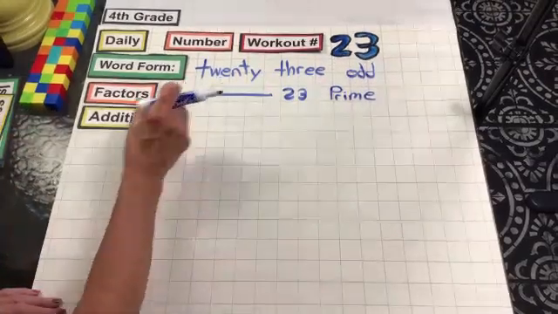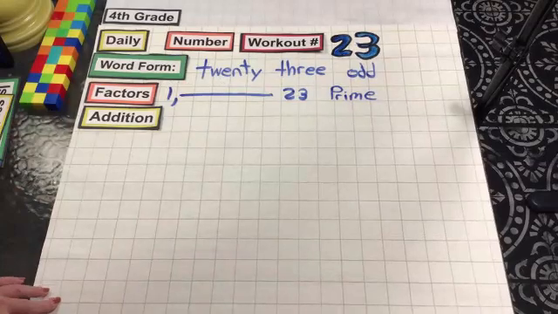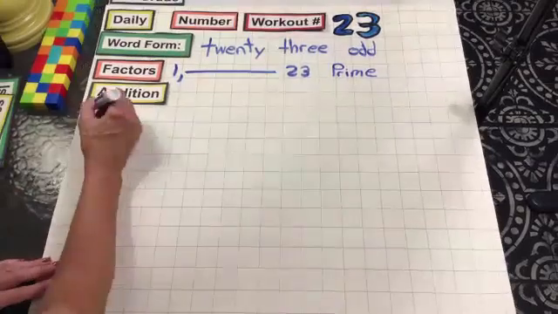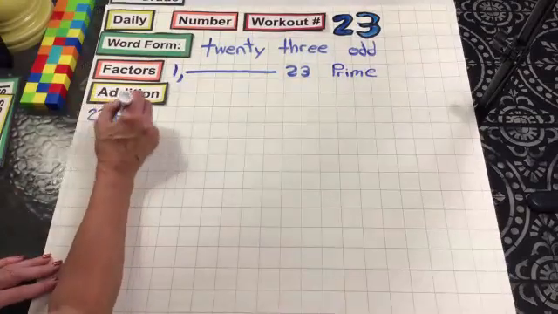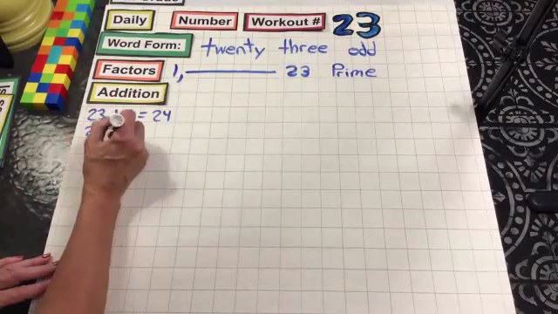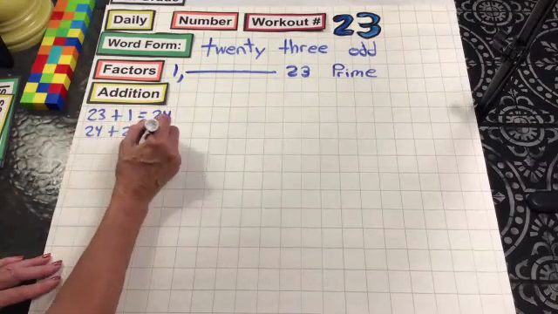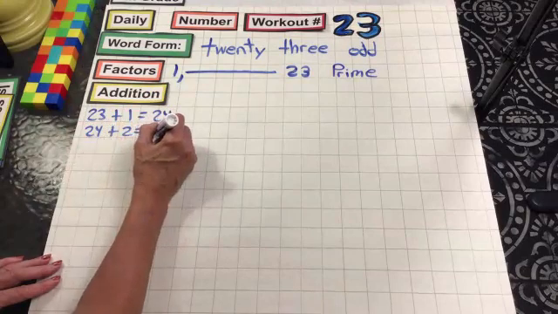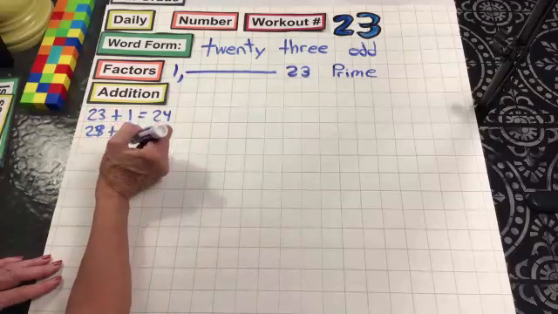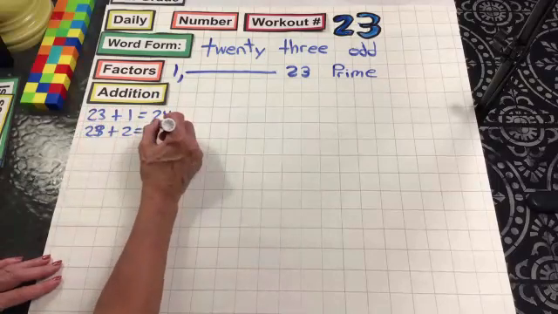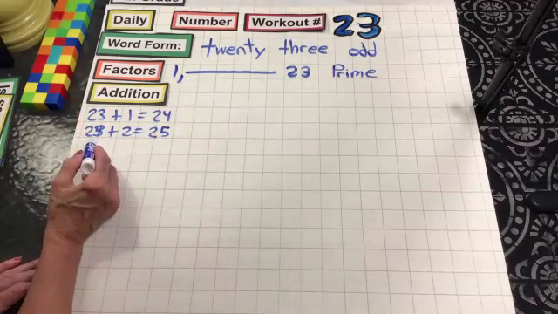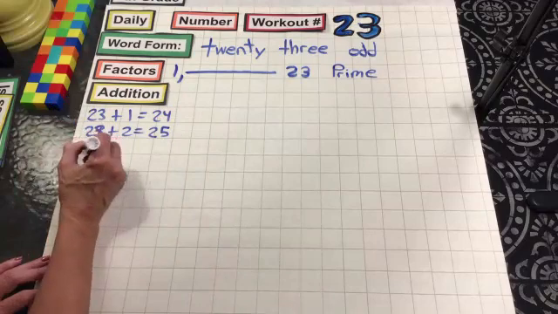So onward to addition. Let's get started with our addition. So let me start with 23 plus 1 equals 24. 24 plus 2 equals 20. It's supposed to be 23. I'm messing myself up. 23 plus 2 is 25. Ugh. See how I didn't erase? I just marked through it.